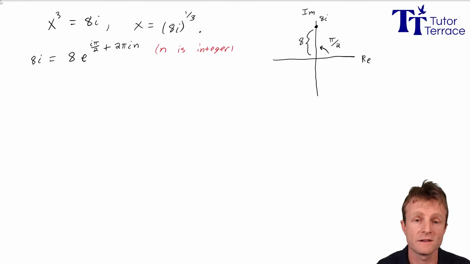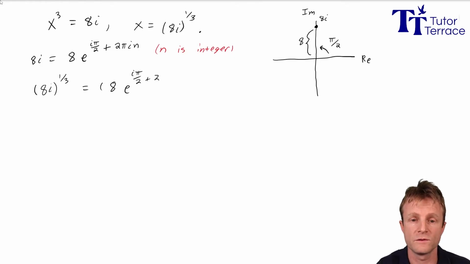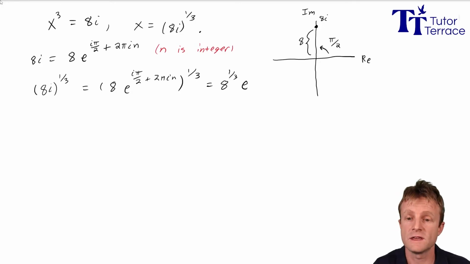And now we can calculate. 8i to the 1/3 is therefore (8 e to the i (pi/2 plus 2 pi n)) all to the 1/3. And the 1/3 just comes down. 8 to the 1/3. And e to the something to the 1/3 is e to the 1/3 of the something. So it's e to the i (pi/6 plus 2/3 pi n), or 2e to the i (pi/6 plus 2/3 pi n).